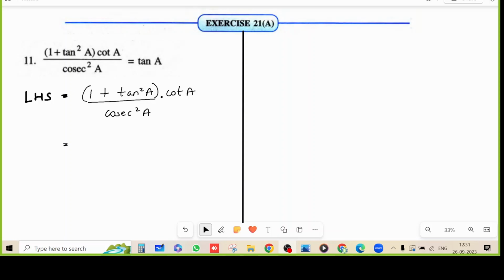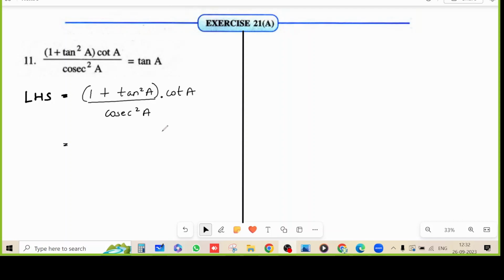Today we are going to begin with question number 11 and we will do the questions till question number 30 of exercise 21A. In case you want to refer to the answers of question number 1 to 10, the link is getting displayed on the screen right now for all of you. Now let's begin with question number 11.